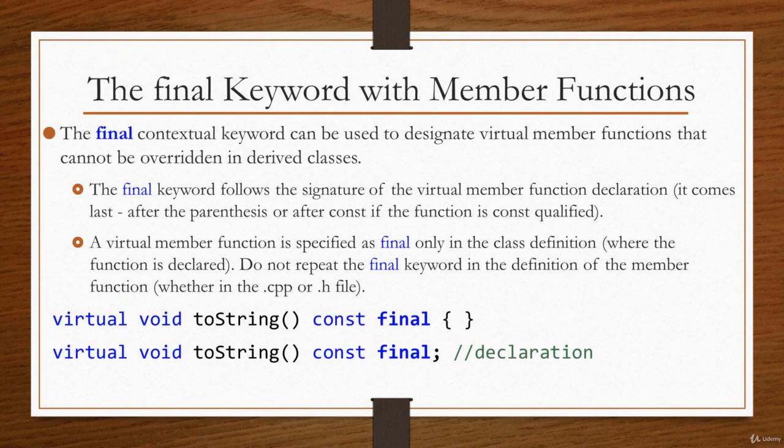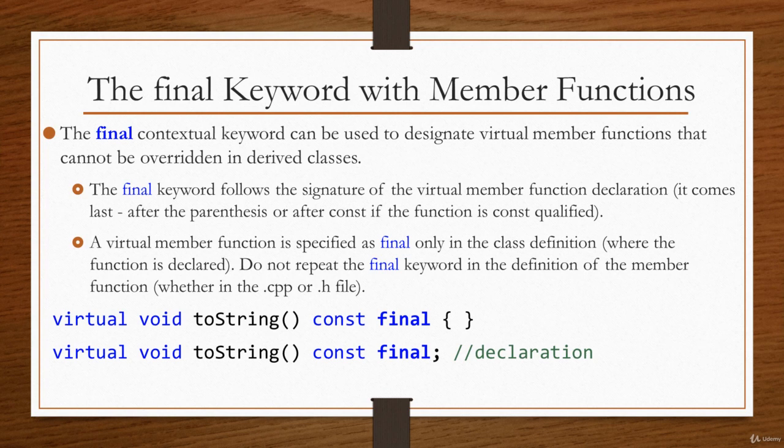We can also use the final keyword with virtual member functions. The final contextual keyword can be used to designate virtual member functions that cannot be overridden in derived classes. The final keyword is going to follow the signature of the virtual member function declaration. Similar to the override keyword, it's going to come last, or in other words after the parentheses or after the const, if the function is const qualified.